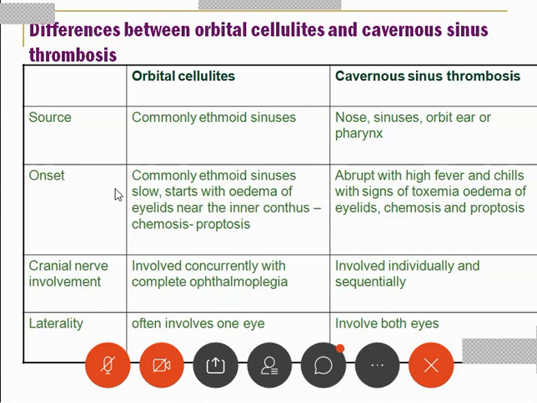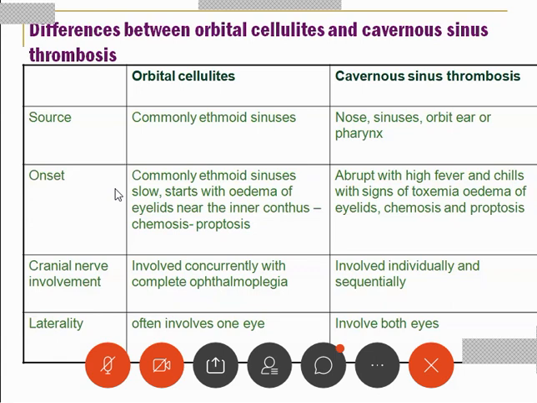Onset, commonly with ethmoid sinus, is slow, starting with edema of the eyelids near the inner canthus, chemosis, and proptosis. It's very slow. It's never a sudden condition arising within 2 to 3 days. There is no acute inflammatory state in the ethmoid sinuses which might lead to orbital cellulitis.